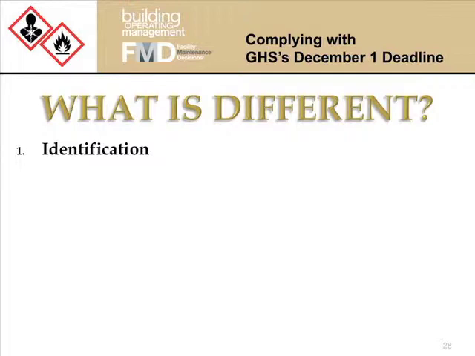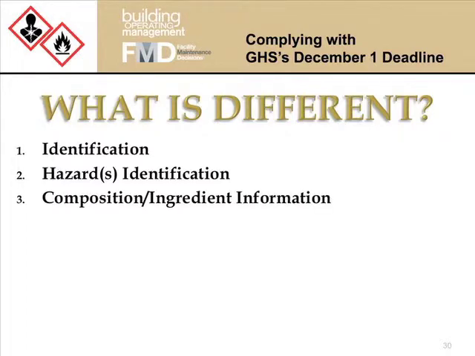Another thing that's different in this 16-section format, we're going to show you the exact order. First is the identification. It tells you what the chemical is. And it gives the list of the hazards in that identification for the chemical. And then the list of ingredients.